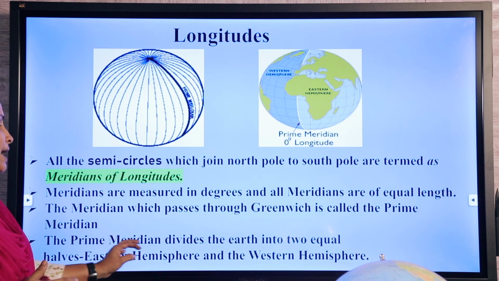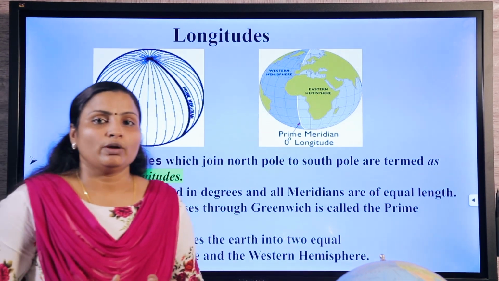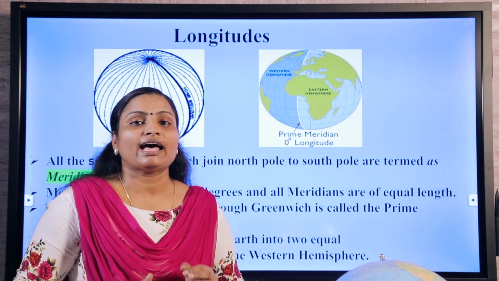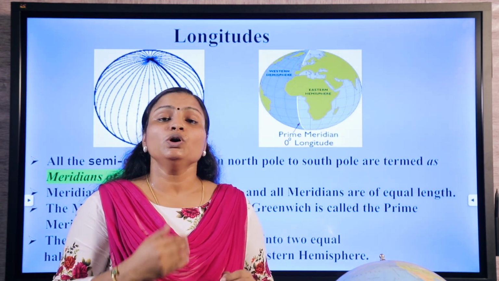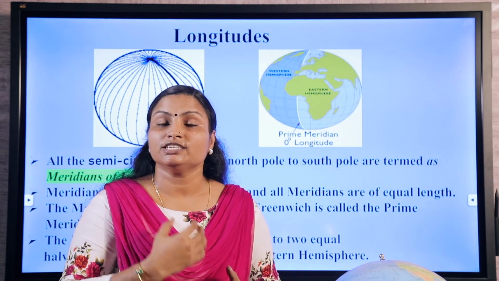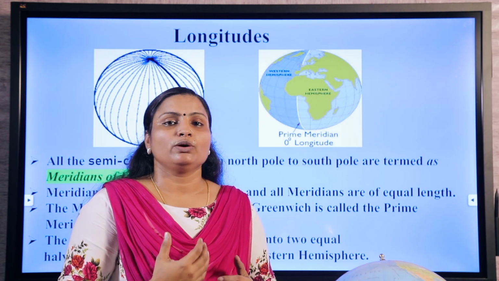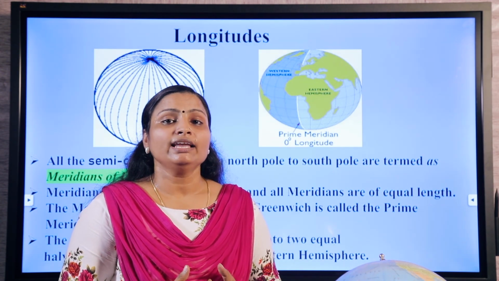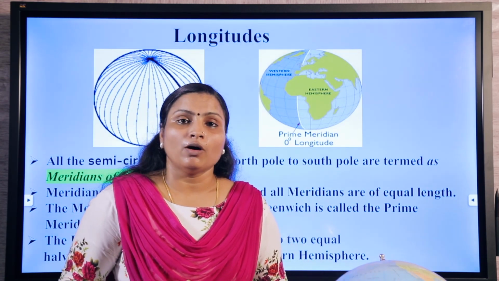Then the prime meridian divides the earth into two equal halves, the eastern hemisphere and the western hemisphere. Just as the equator divides the earth into the northern hemisphere and the southern hemisphere, in the same way the prime meridian, which is 0 degree, also divides the earth into two equal halves, the eastern hemisphere and the western hemisphere. It is not easy to number all meridians.